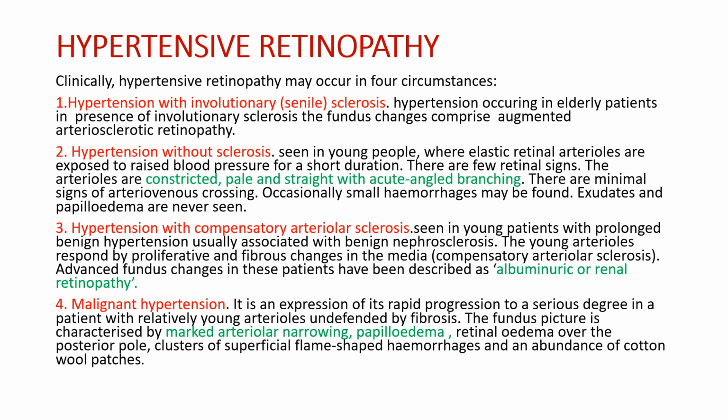Fourth one is malignant hypertension, which is an expression of its rapid progression to a serious degree in a patient with relatively young arterioles undefended by fibrosis. The fundus picture is characterized by marked arteriolar narrowing, papilledema, retinal edema over the posterior pole, clusters of superficial flame-shaped hemorrhages, and an abundance of cotton wool spots.